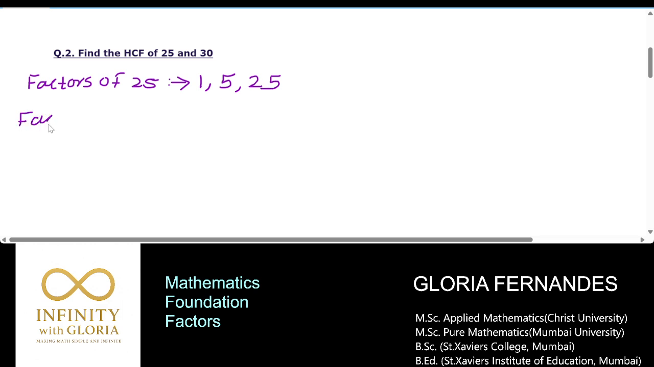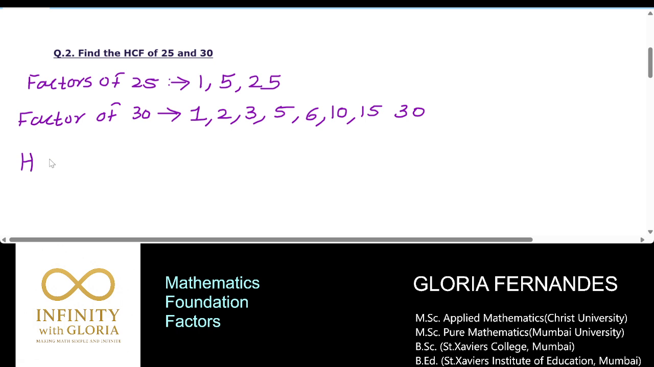What will be the factors of 30? Yes, we have a list of factors of 30. 1 will be there, yes. 2, yes. We have 3, yes. 4 cannot. Then we have 5, yes. Then we have 6, correct. Then 10 also divides 30. Then we have 15, yes. Then we have 30, right? Now what are the common factors over here?